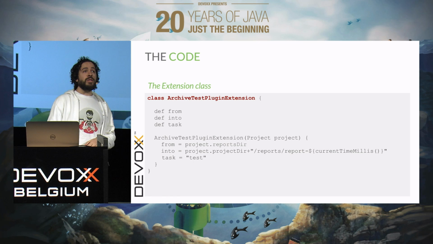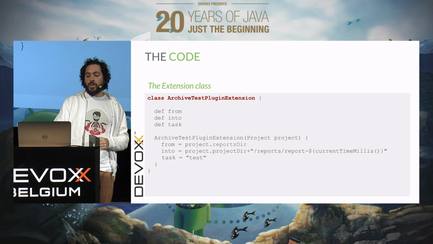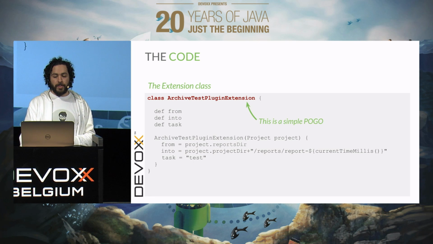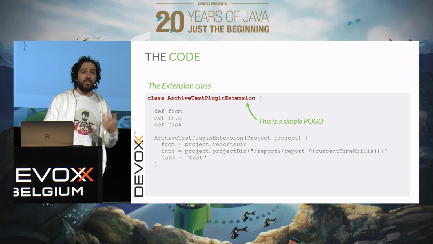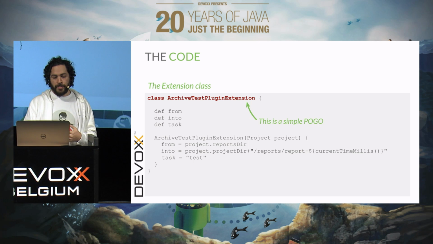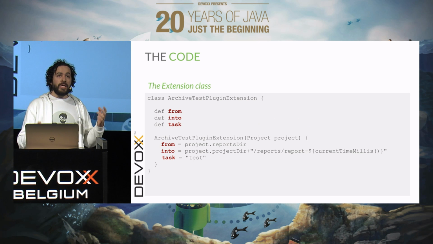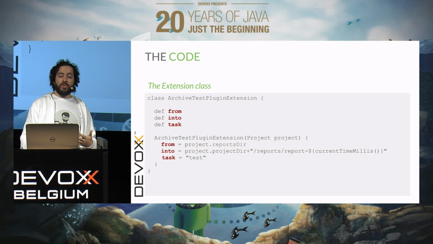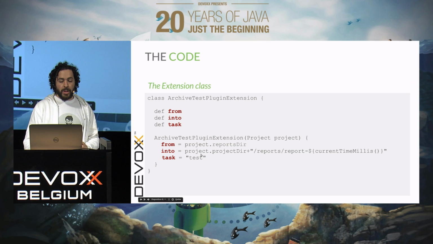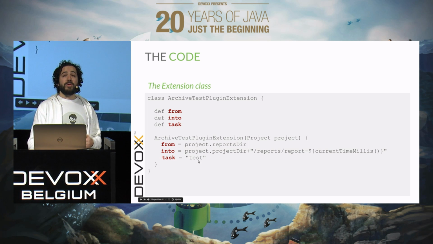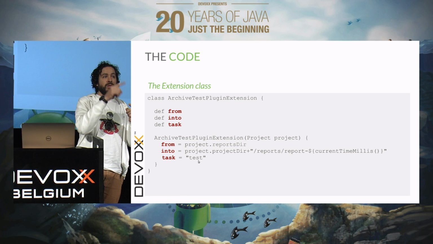As you see, basically, an extension is a POJO, and because we are using Groovy, we can call it a Pogo here. And what there is in this Pogo is very, very simple. 3 properties: from, into, and task, with a constructor that takes projects. And we set default values in the constructor for from, into, and task. So by default, our plugin will use the test task to be injected into.